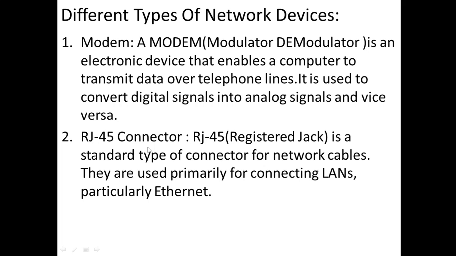Second is the RJ45 connector. RJ is registered jack. It is a standard type of connector for network cables. Whatever cables or wires are used in networking, the RJ45 connector is used to connect them. They are used primarily for connecting LANs, particularly Ethernet. The basic task of the RJ connector is to connect local area networks.